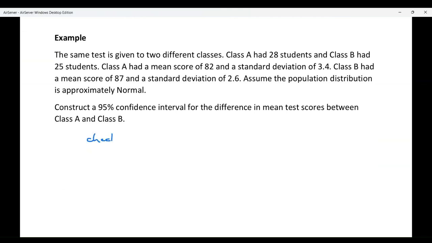All right, so just real quickly, our checks. We're really just going to check two things again, like we did with the one sample. We are going to check to make sure that our samples are random, and we are told that they are random samples. And then again, the second thing that we would test for is that both samples are greater than or equal to 30. But in this case, they're not, right? We've got one class had 28, the other had 25. Those samples are not big enough.